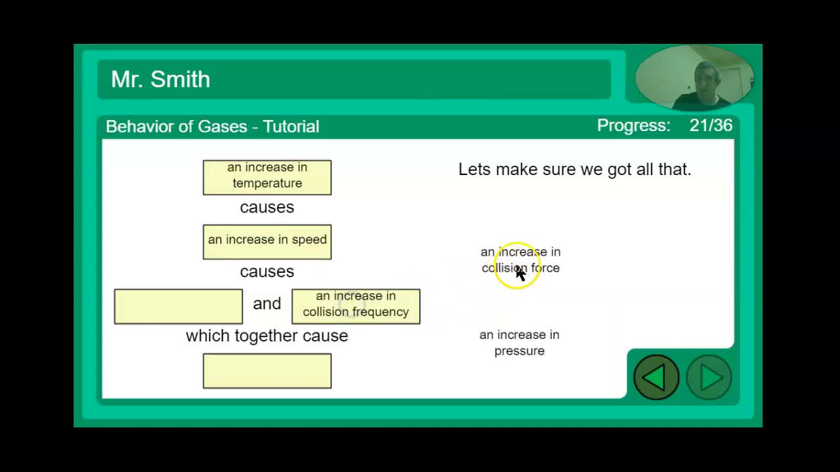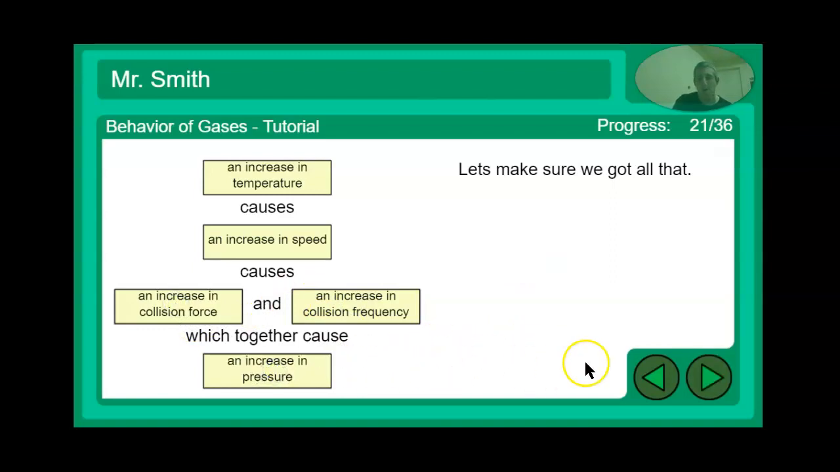Increase in frequency. There we go. Increase in collision force. And both those things, kind of by definition, give us an increase in pressure.